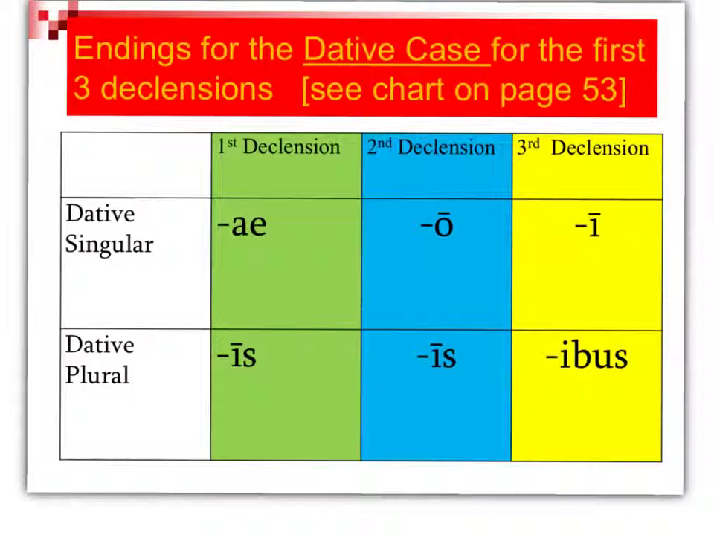So in the first declension, we have AE for all dative singulars in the singular and long IS in the plural. For example, "to or for the girl," that'd be puellae, or "to or for the girls," puellis. For second declension, the singular is an O, so if you want to say "to or for the boy," that'd be puero. I'm giving food to the boy. If you're giving something to the boys, well, you need the plural dative, pueris.